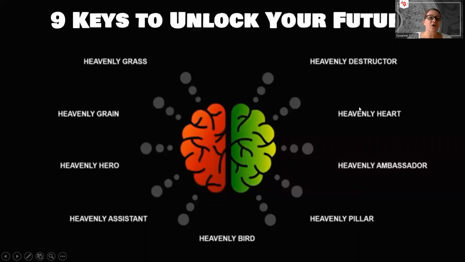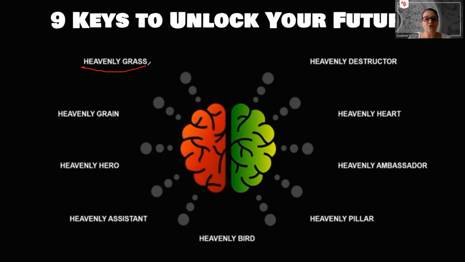Now, the first one we're going to look at is the heavenly grass. If you have the heavenly grass in your chart, then these are usually quite curious people. They tend to be a little bit more entrepreneurial than others, and they dabble in a lot of different things, whether that's businesses or hobbies or whatever. It's important that you're curious in life, that you have a childlike curiosity and try to explore things.